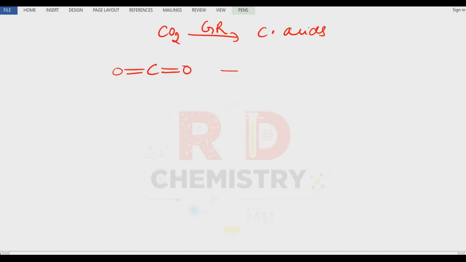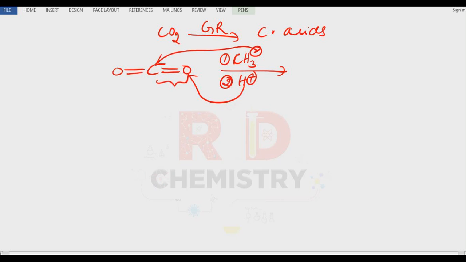Next one is carbon dioxide. With carbon dioxide, the Grignard reagent directly gives carboxylic acids. Okay, carboxylic acid. So we have carbon dioxide, C double bond O, C double bond O. Then we have the Grignard reagent, let me write CH3 minus, first step, and second step is H plus. Correct. You know that the alkyl group makes a nucleophilic attack on the carbon atom and H plus will go to the oxygen. Double bond will become single bond.